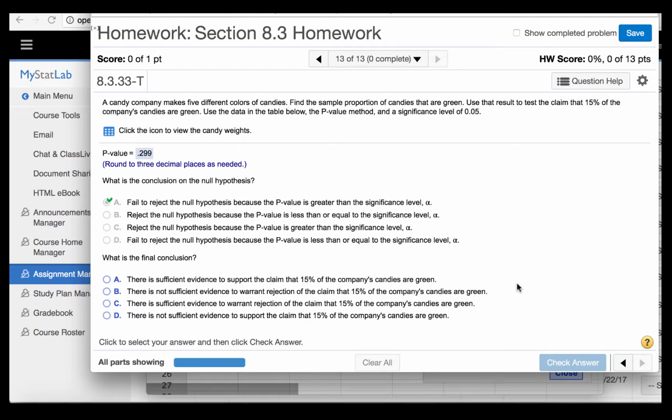Now we will state our conclusion. Since we did not reject the null hypothesis, we should say that there is not sufficient evidence to warrant rejection of the claim that 15% of the company's candies are green. So our choice would be B.